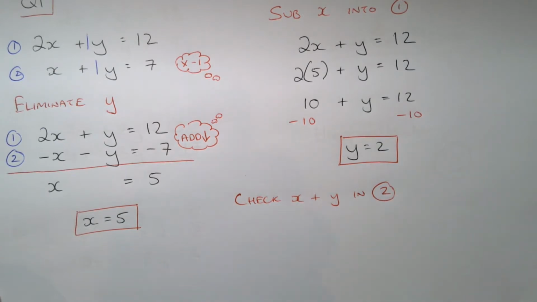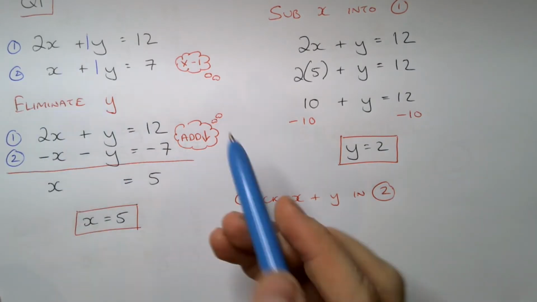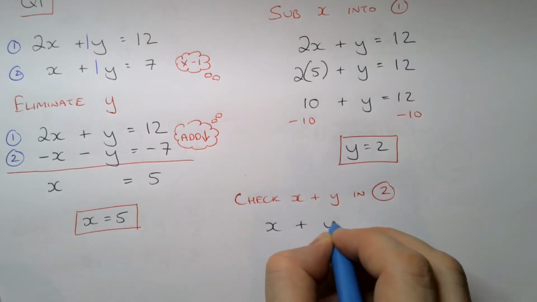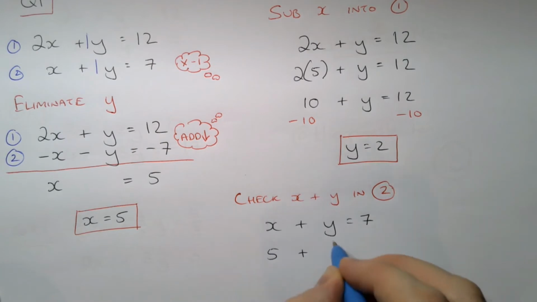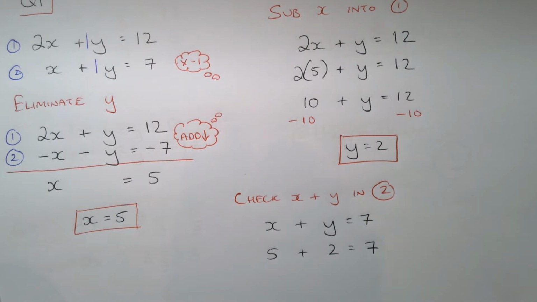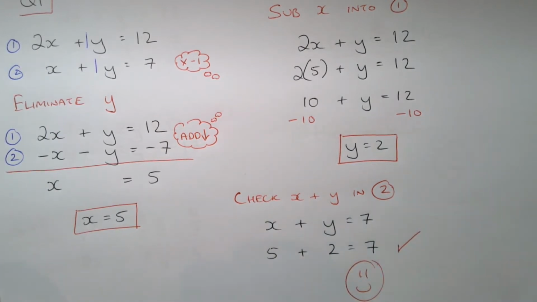Okay, so all I do is I write equation 2, x plus y equals 7. And I replace in my numbers, x was 5, y was 2. Does 5 plus 2 equal 7? Well, hey presto, it does. I'm delighted. It means I have the answers correct.